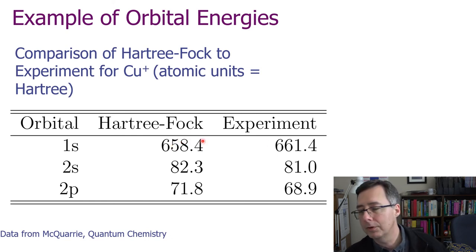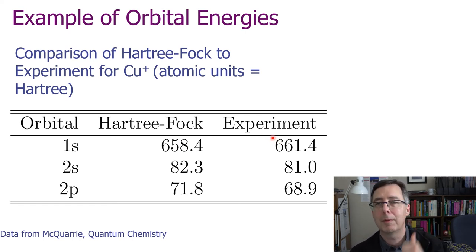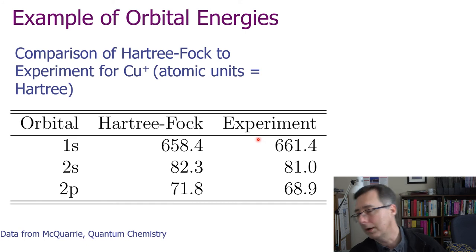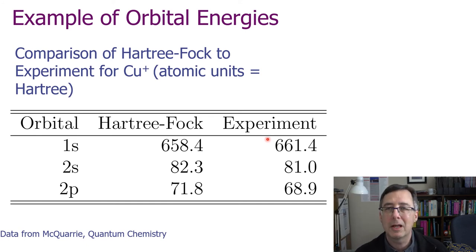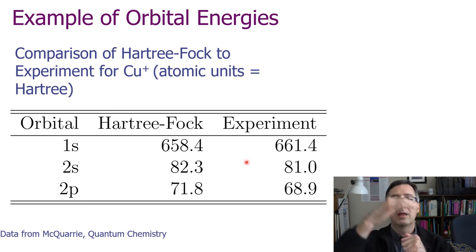And experimentally, what would you get if you ripped an electron out of that orbital by hitting it with a laser or something and popping out a 1s orbital electron? It's 661.4. So it's not a perfect agreement. On a relative scale, the percent error is pretty low, so you're in the right ballpark. It's not bad. On an absolute scale, you're off by something like 3 Hartrees, which is 3 times 627 kilocalories per mole. So on an absolute scale, you're off by gigantic amounts of energy. Relatively, you're about right.